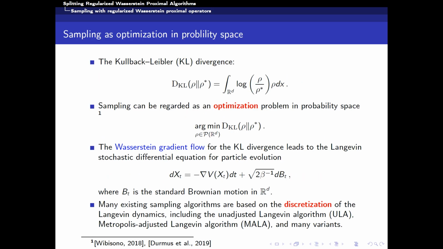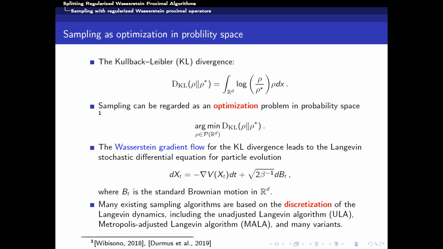And then again, there will be some more background, and I guess for many of the slides shown here also appeared in Professor Lin's talk yesterday. So the quantity we are using is some kind of KL divergence. And one of the perspectives we keep thinking about in our work is that we regard this sampling problem as an infinite dimensional optimization problem in the probability space.